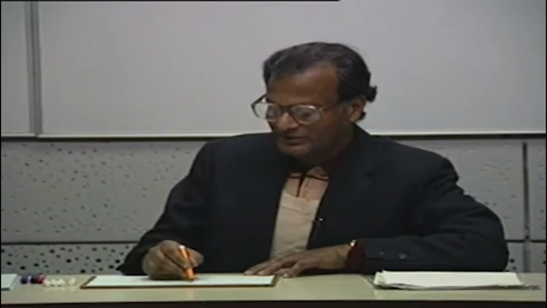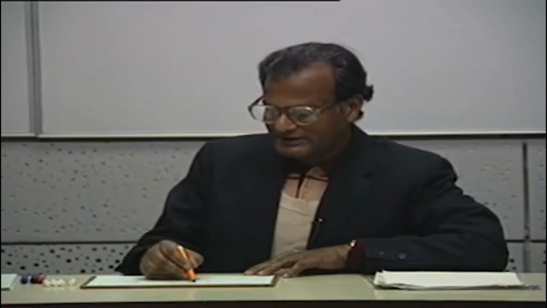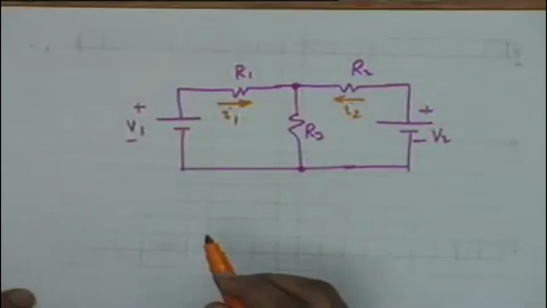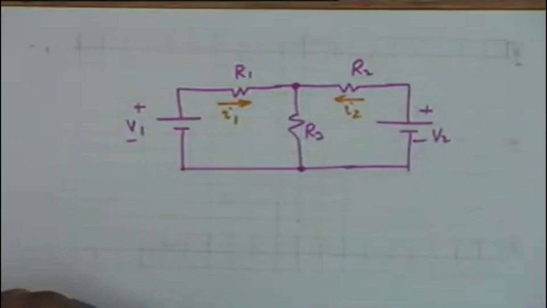There are several methods for solving this, and I will illustrate this one by one. One of them is that you arbitrarily assign two currents, let us say I1 and I2, coming out from the two sources.